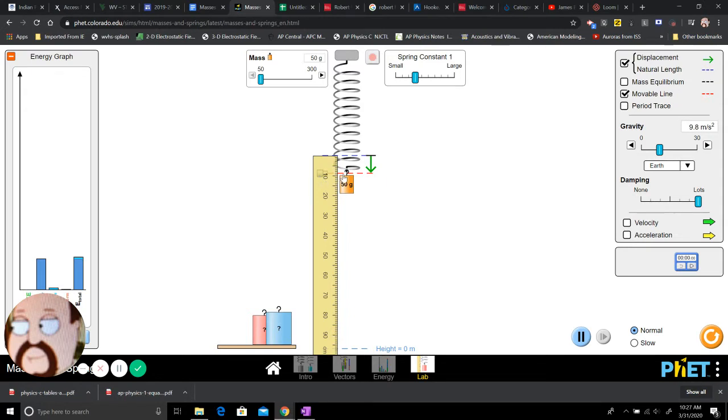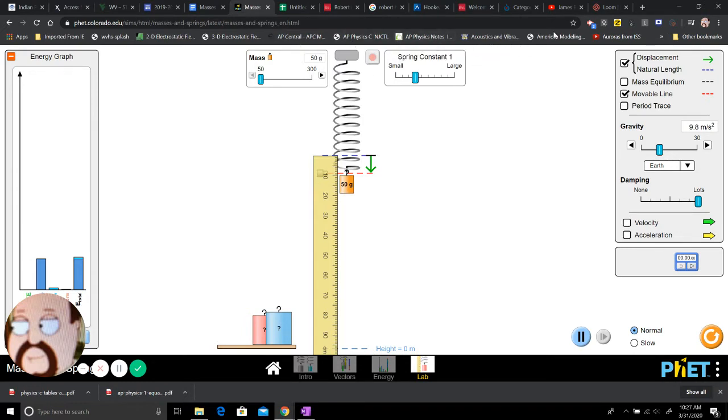And now we could read this off. I don't know about you, but this, to me, it says this is in centimeters. And so to me, that red line looks like it's right in the middle between 8 and 9 centimeters. I'm going to go ahead and call it 8.5 centimeters.